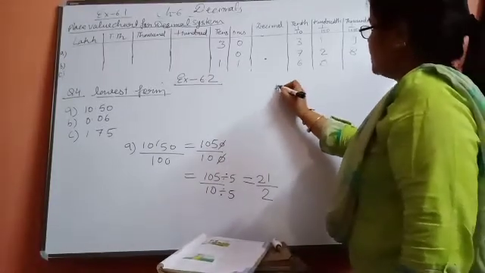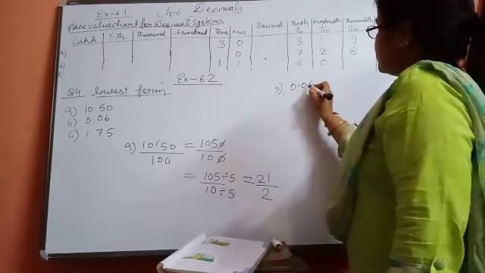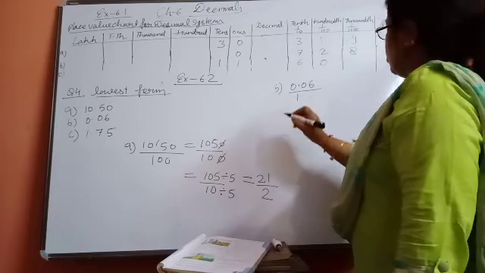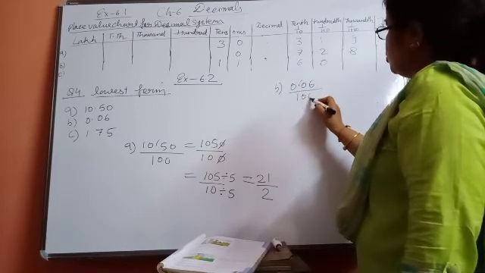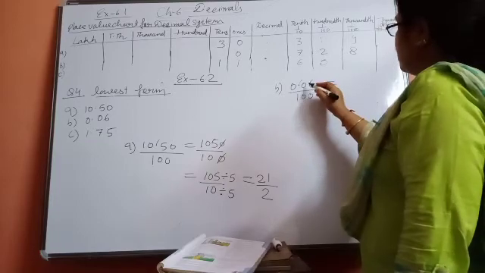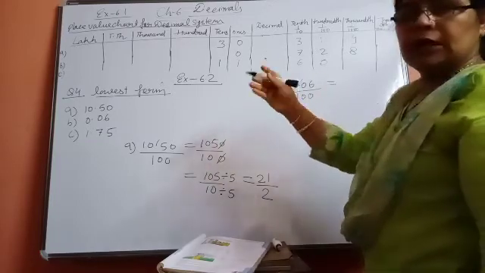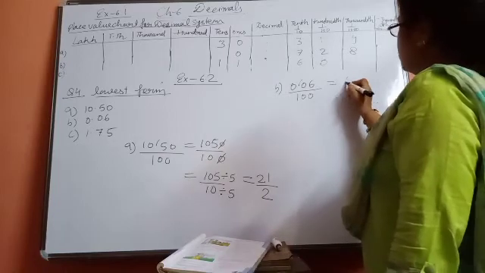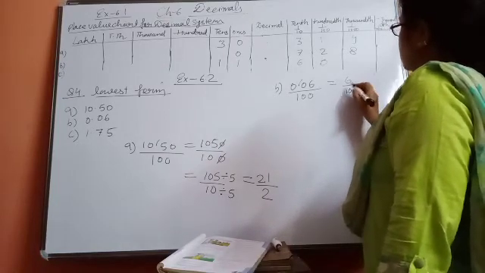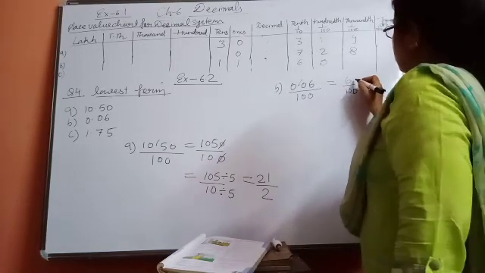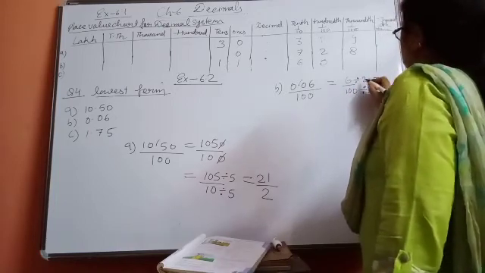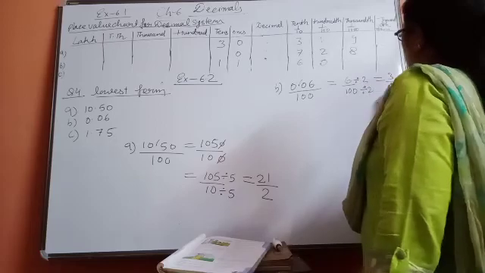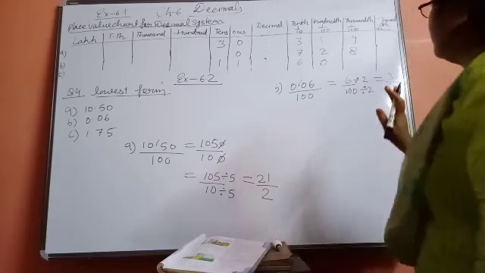See now B part, beta, 0.06 is there. So write 1 in the denominator. Remove this decimal. After the decimal, how many digits are there? 2. So increase 2 zeros here. So it will become 6 upon 100, because zeros before have no value. Both are even numbers, so they may be cancelled by 2. Make them cancel: 2 3s are 6 and 2 50s are 100. So this will be the lowest term for the given one.